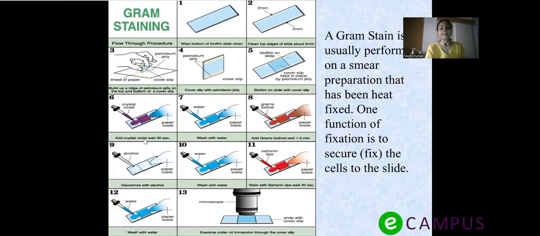Here, add crystal violet, wait 30 minutes. Wash with water, add gram iodine, wait 1.5 minutes, decolorize with alcohol, then wash with water, stain with safranin dye, wait 30 seconds, wash with water, and examine under oil immersion through the cover slip.